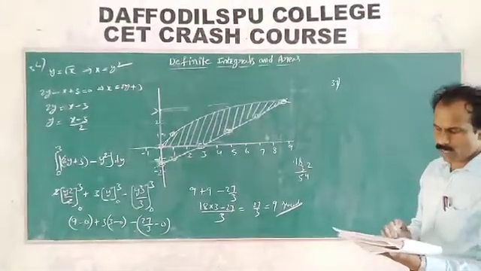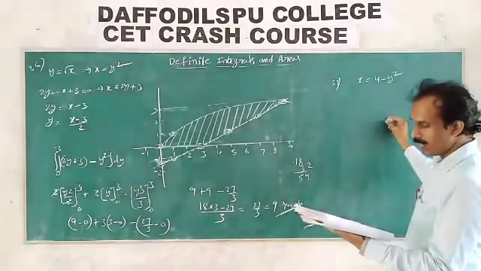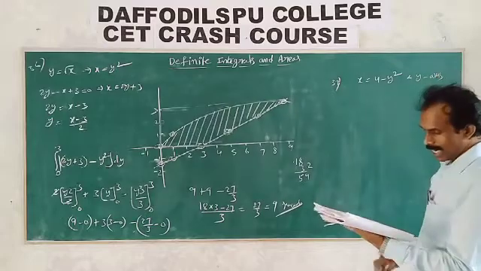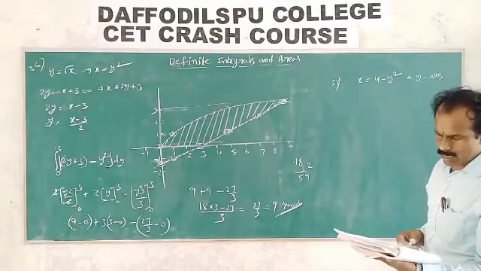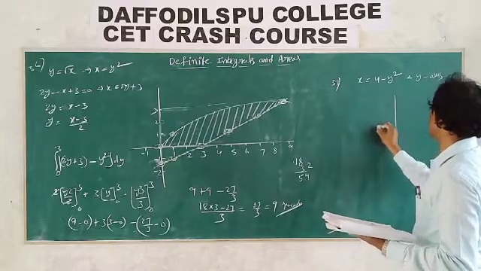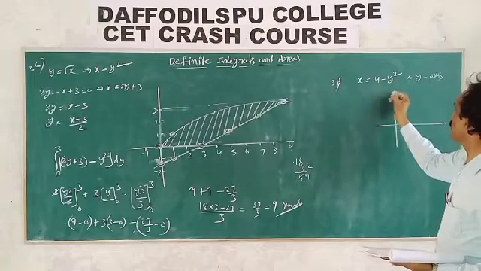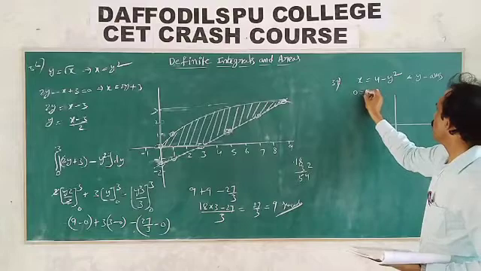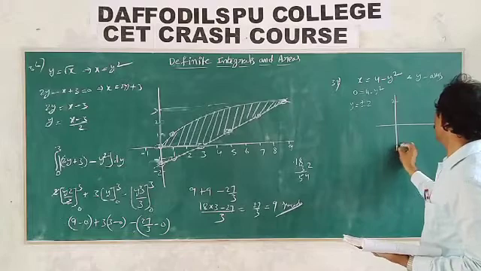Problem 37. The area bounded by the curve x is equal to 4 minus y square and the y axis. What are the limits on the y axis? Put x is equal to 0. What is the y value? 4 minus y square is 0, so y is equal to plus or minus 2. So here 2, here minus 2.